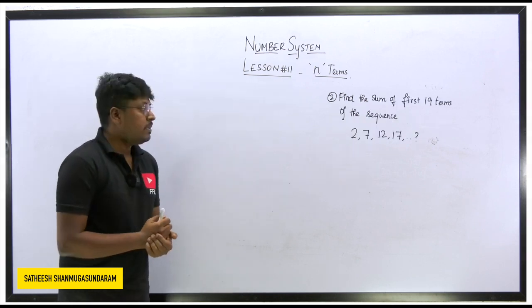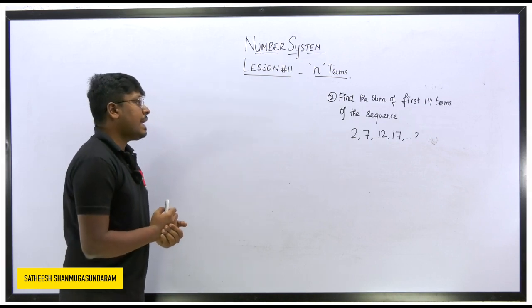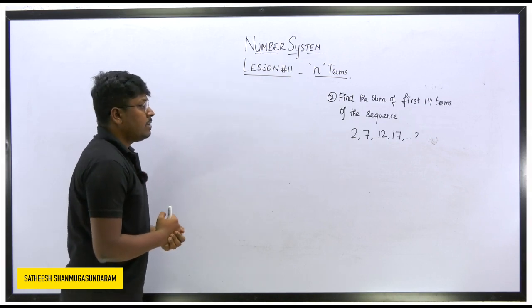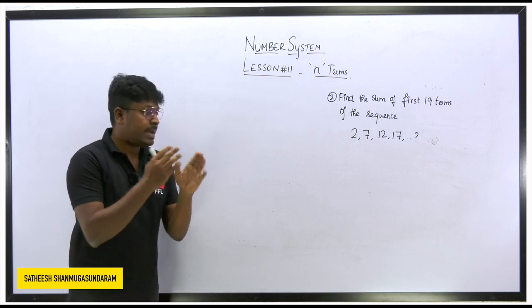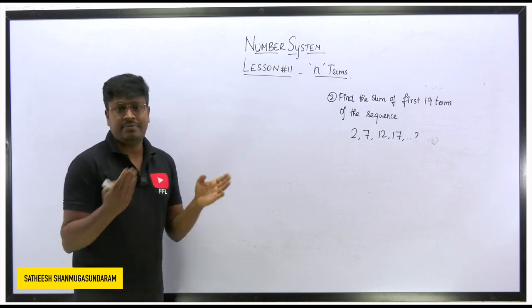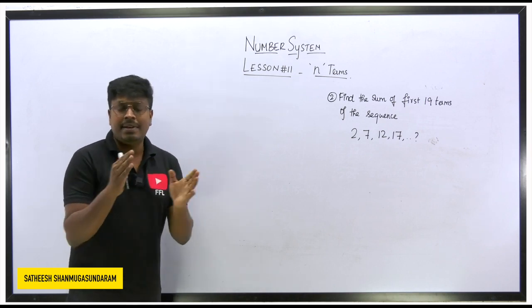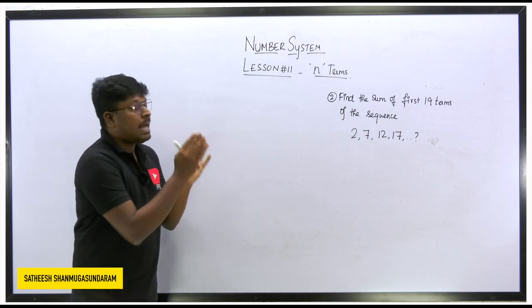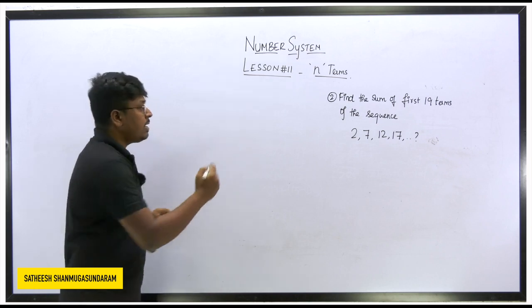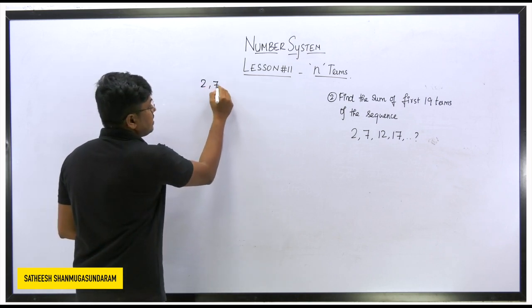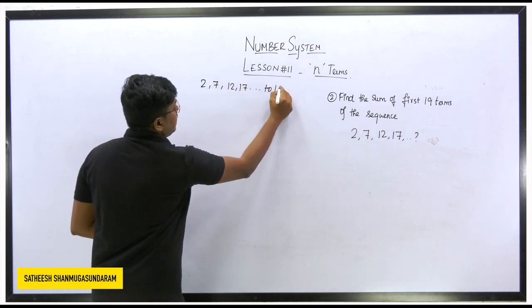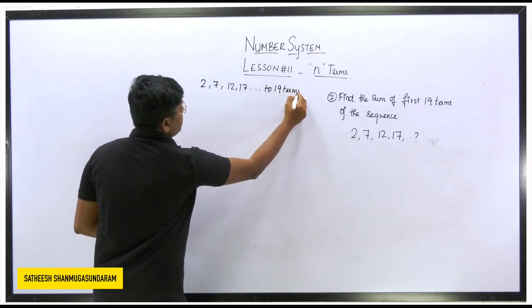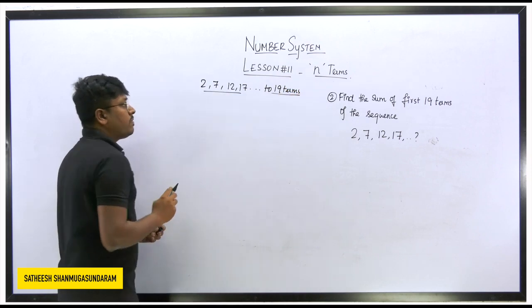Question number 2. Find the sum of the first 19 terms of the sequence 2, 7, 12, 17, and it goes on. Got it? So this is also the same pattern, but the question format is different. They are asking in a sentence way, that is, find the first 19 terms of the sequence. The meaning here is the series will be 2, 7, 12, 17, and it goes on till 19 terms. Got it? So we need to find the sum of the series.